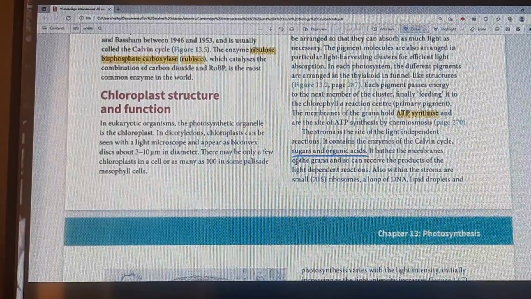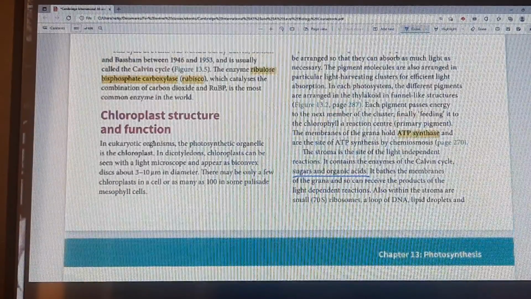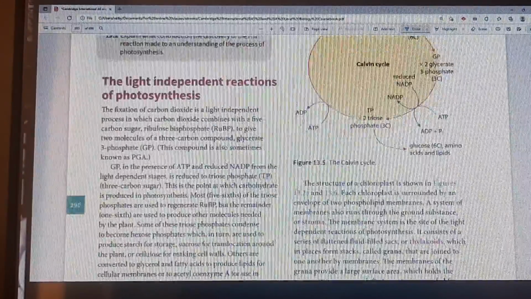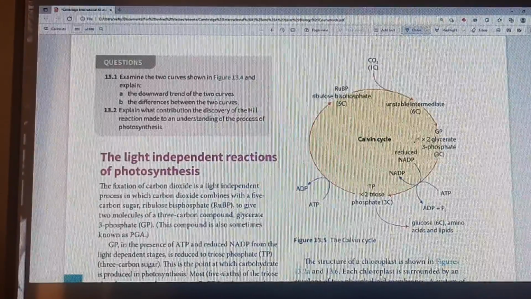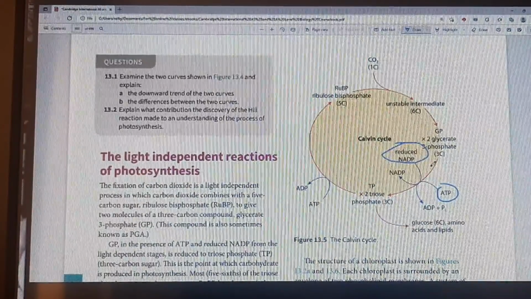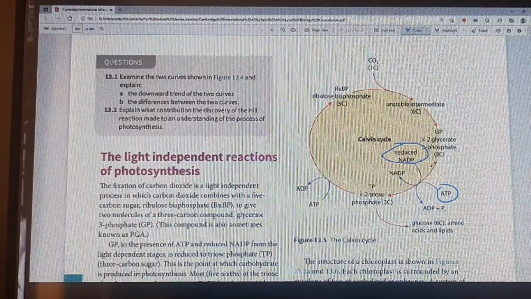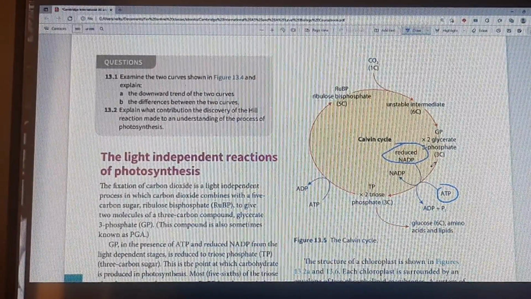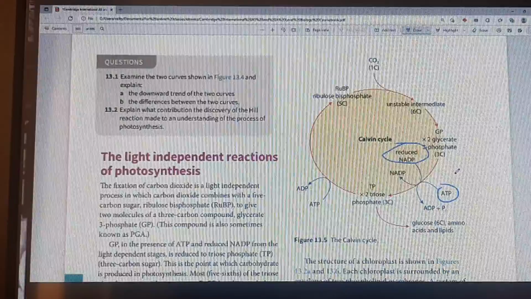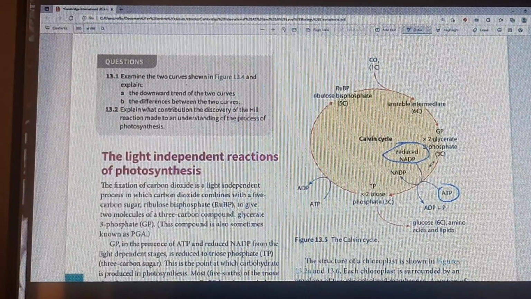Just to remind you that the Calvin cycle, or the light-independent reaction, requires two things from the light-dependent reaction. They are the reduced NADP and ATP. Those two come from the thylakoid, or from the grana. Because they are located in close proximity to each other, the reduced NADP and ATP can go right away towards the stroma from the grana.